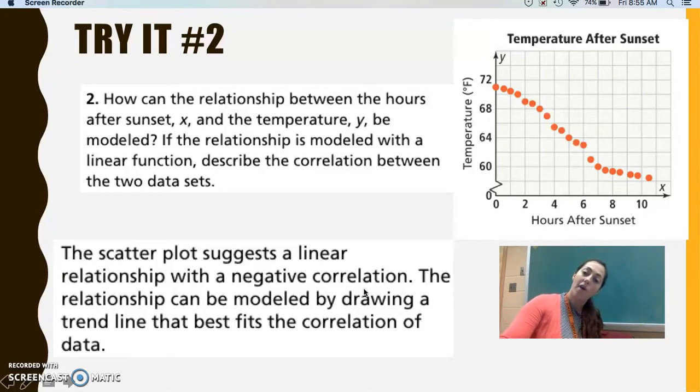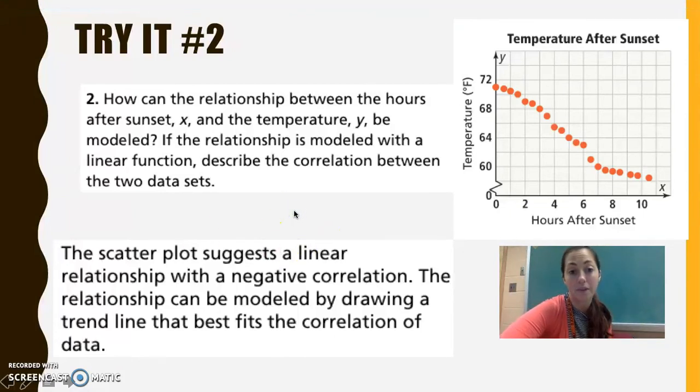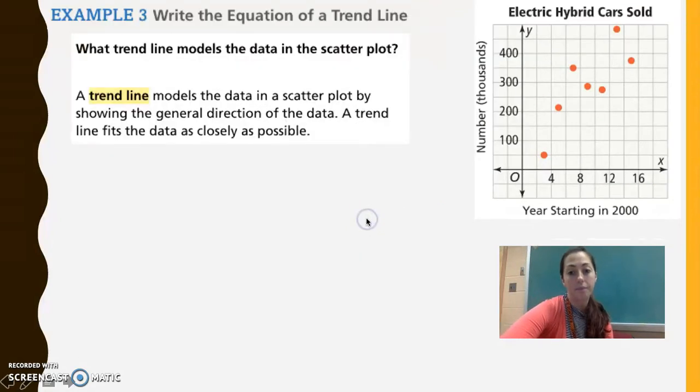So where would I draw that line? Probably somewhere in the middle of the data. Some above, some below, but it should be a straight line. It's not a curve. A line is a line is a line. It's never curvy. No dips, no points, nothing. All right. So I wanted to underline that it's a negative correlation because it's going down, and that we would create that trend line. And that's what we're going to show you how to do right now.